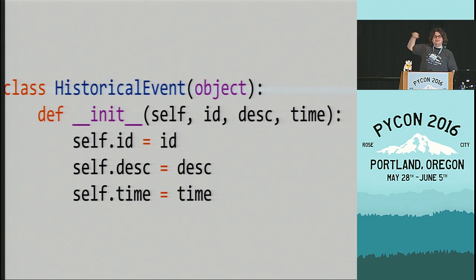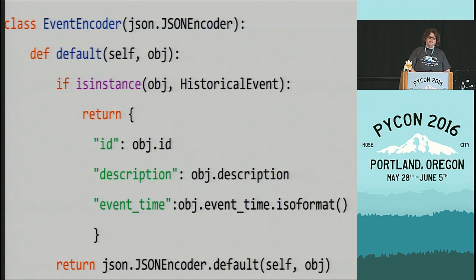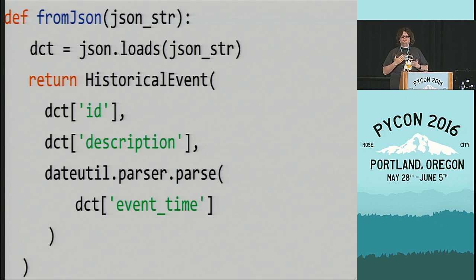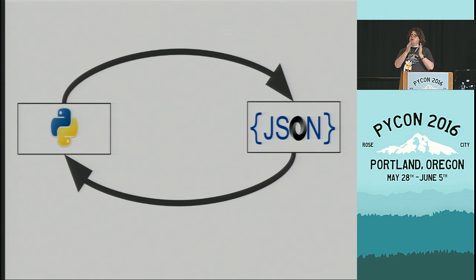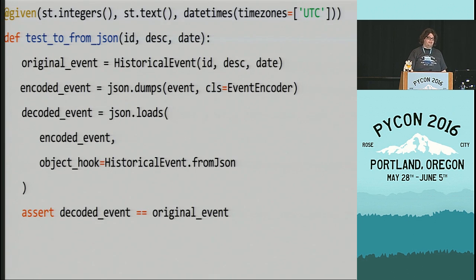So this is the reversible operations pattern. So I've created a historical event. It has an ID, description, and time, and I want to communicate for web front end. So I write a JSON encoder, and then I write a decoder. So I can send objects to my framework, to my web end. My web can send me objects back. And the key property I'm trying to test is that I can go from Python to JSON and back to Python without losing anything. In other words, can I encode? Can I decode? And here's what that test looks like.